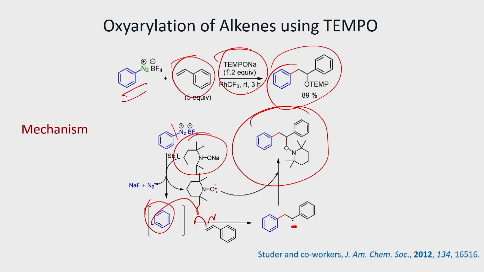So whenever you have this TEMPO derivative, you can react it with the diazonium salt, and it can convert the diazonium salt into aryl radical by a single electron transfer process, which can readily react with this styrene to give this addition product radical. This radical can be trapped by TEMPO to give this derivative.